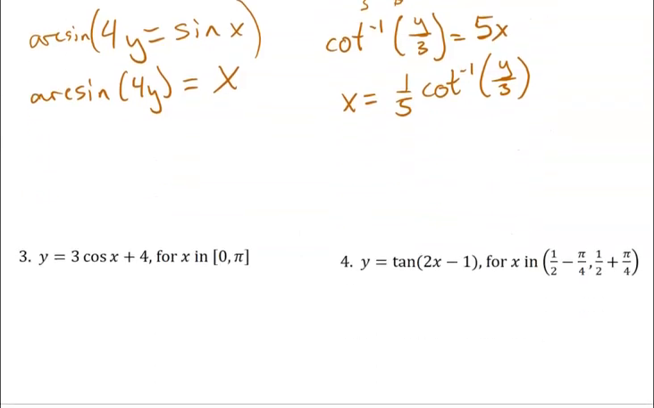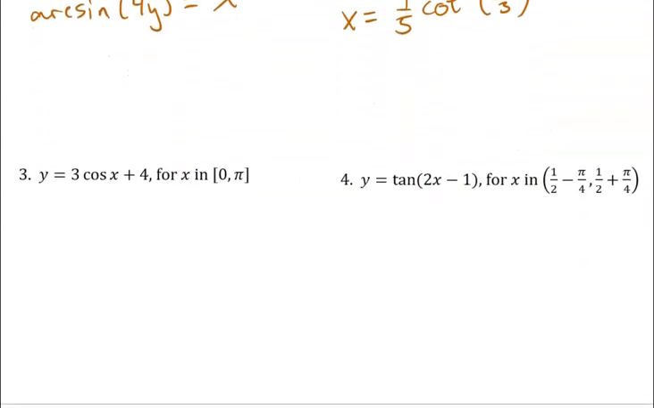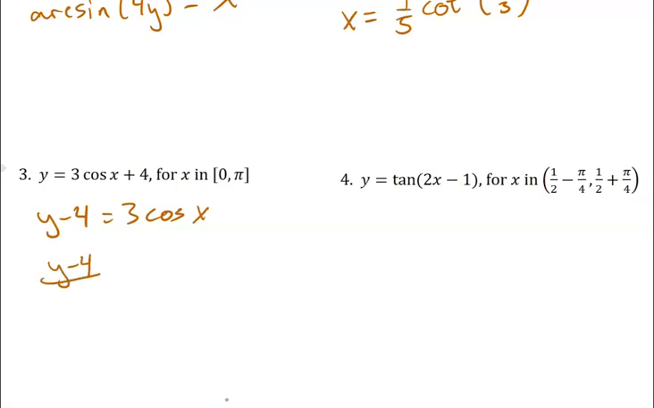Okay. Next example, we have y equals 3 cosine x plus 4. Again, undoing things. Essentially, I'm going through the order of operations backwards here to isolate the x. So I'm going to start by subtracting 4 from both sides. Then I'm going to divide both sides by 3. And if you want to split that into y over 3 minus 4/3, you can. And then I need to take the arc cosine of the entire equation.